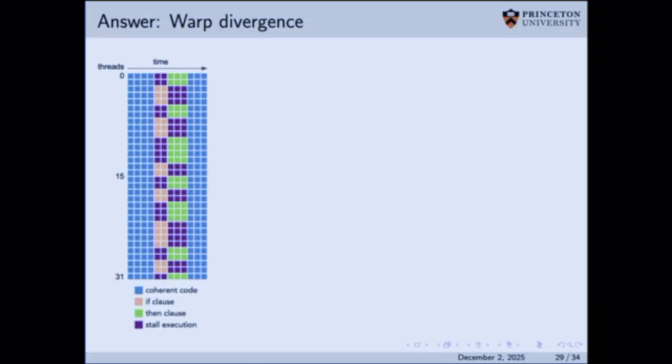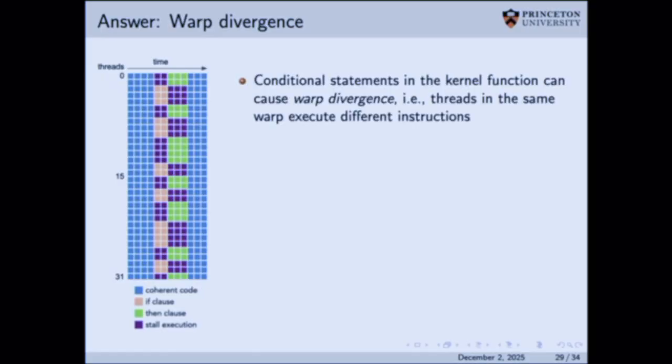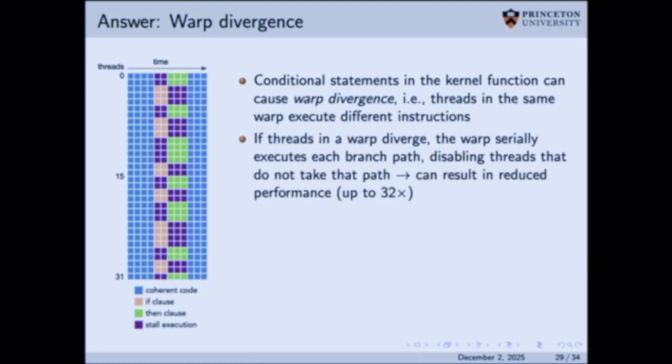So the answer is actually a concept known as warp divergence. The idea here is that if we have different conditional statements in the kernel, then a warp can diverge. That means threads in the same warp are actually trying to execute different instructions. So in this example, some threads are trying to go down the if clause and the other threads are trying to go down the else. And basically in the time that the threads have diverged, the warp has to serially execute each branch path.